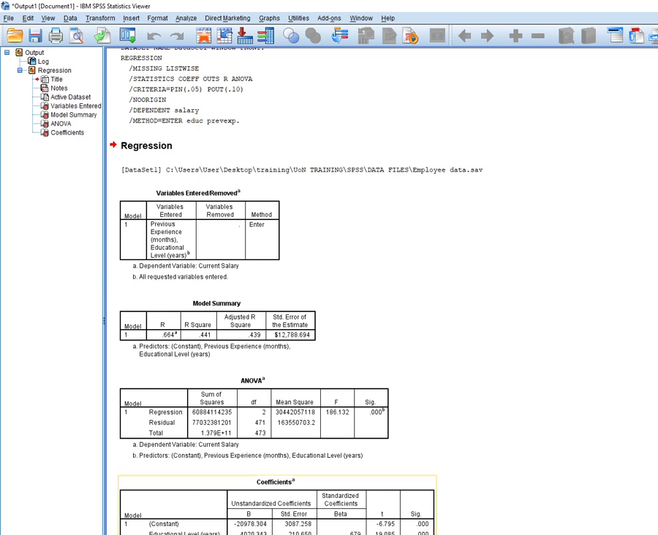The same applies to previous experience, but you can see for previous experience I have 0.038. What does this mean? Previous experience is moving towards the alpha value, which is almost becoming insignificant. So if this figure increases, then you can say that previous experience would not have been a significant member of the model. I really hope I'm not confusing you there. That's what I mean by these figures that you're having here.